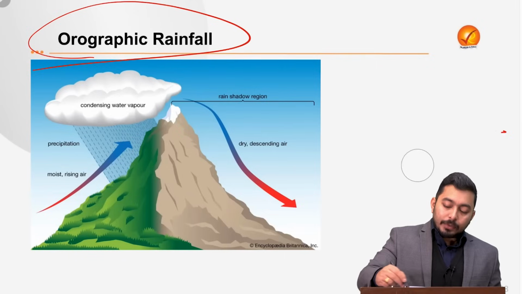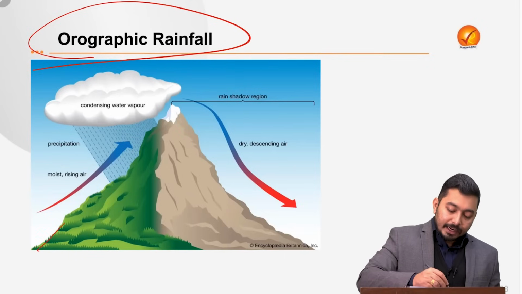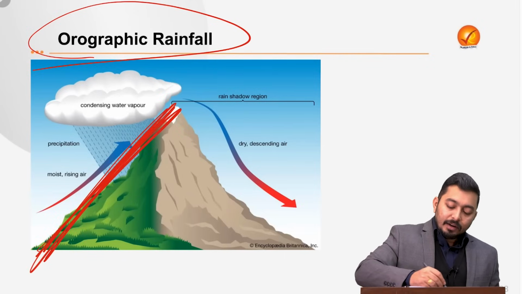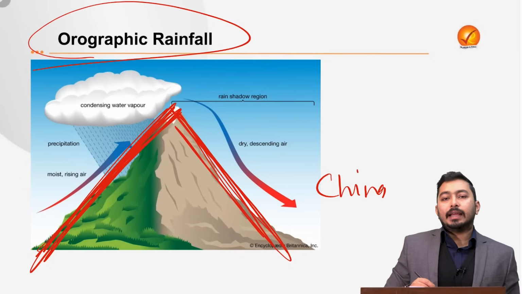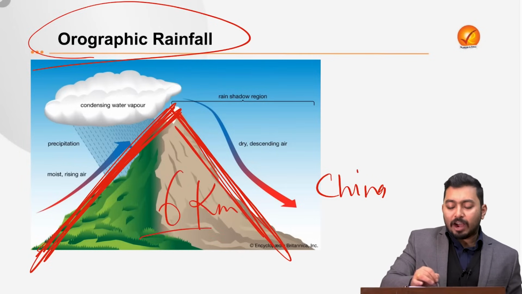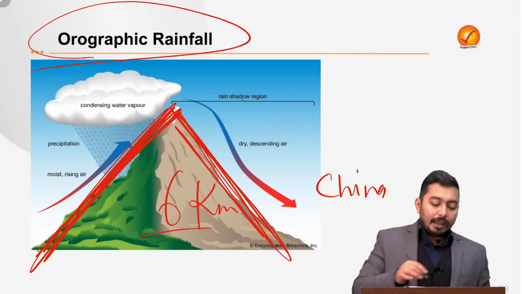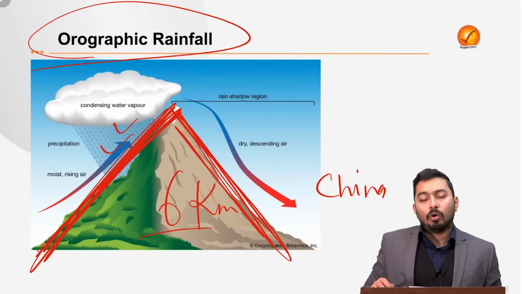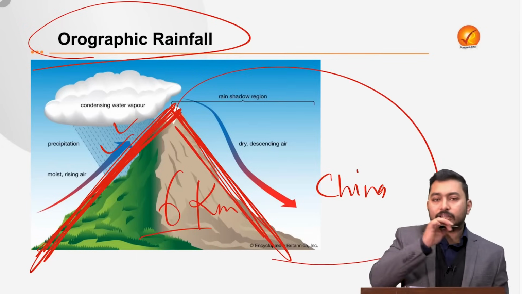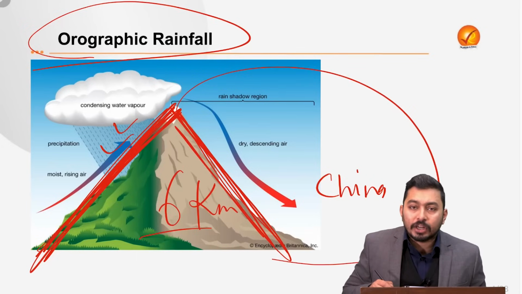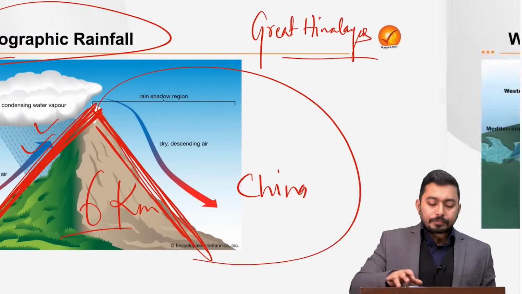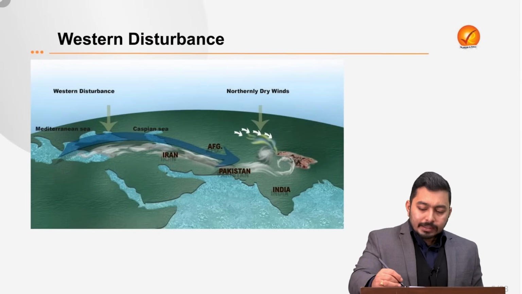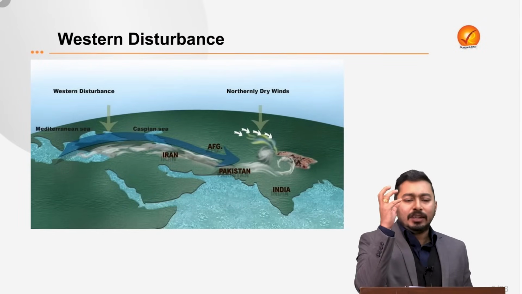Now, what will happen if I tell you that this is the Indian part of Himalayas and this is the China part of Himalayas? Can I say that this 6-kilometer of height, the winds are not able to scale, and so majority of the precipitation will happen on the Indian side, and this leads to creation of a cold desert situation north of the Great Himalayas, right?